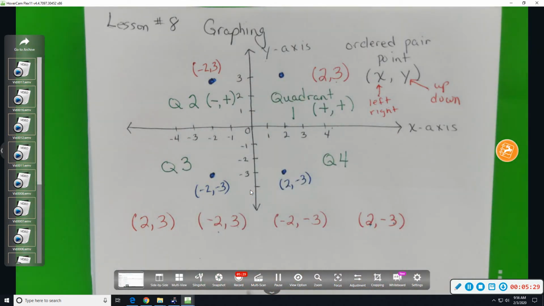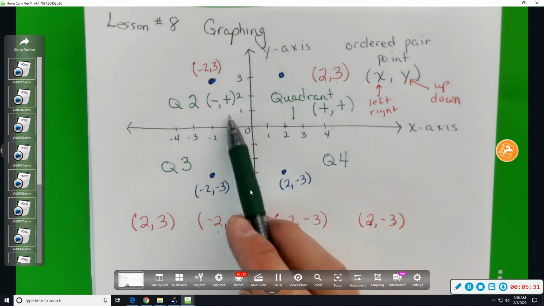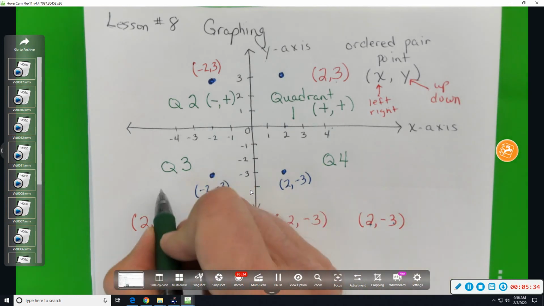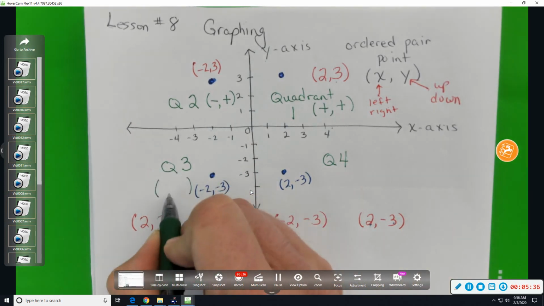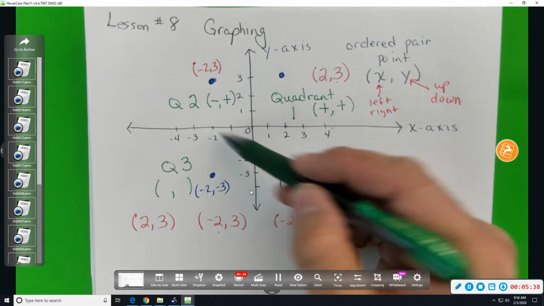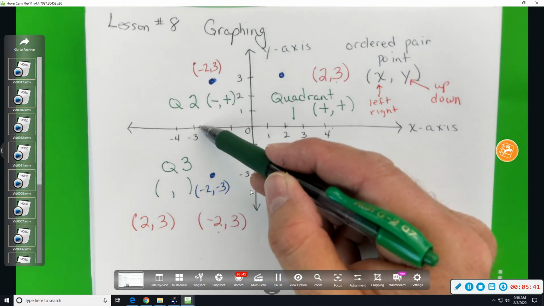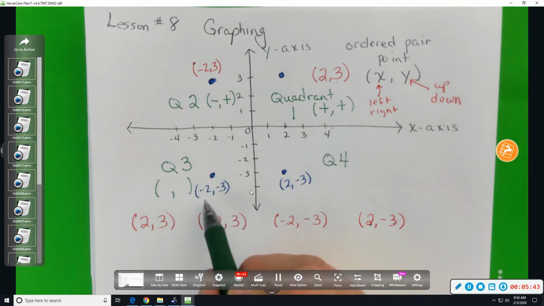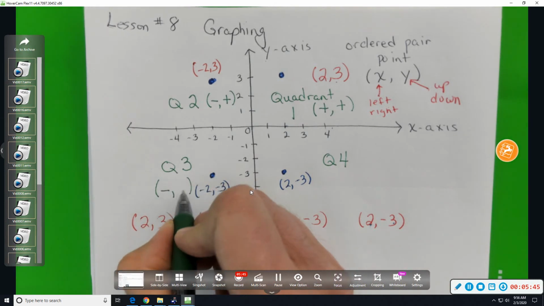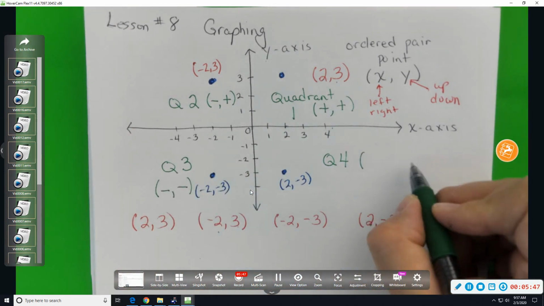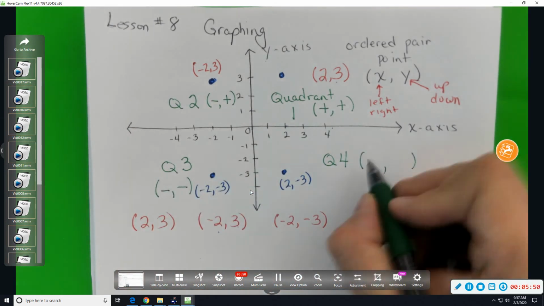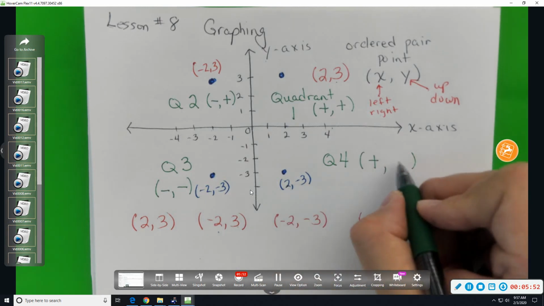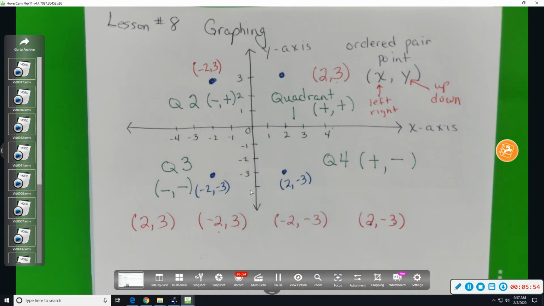Y'all following what I'm doing with this plus, plus, and minus, plus? Quadrant 3, what would I have here? In quadrant 3, down here, negative x's and negative y's. Negative, negative. And finally, in quadrant 4, positive x's, negative y's. So that's the region we're going to be graphing on. And we're going to start off by graphing some equations.